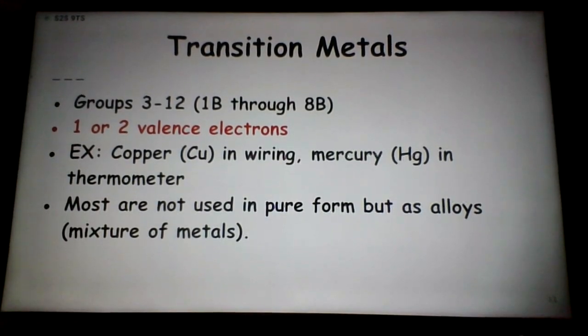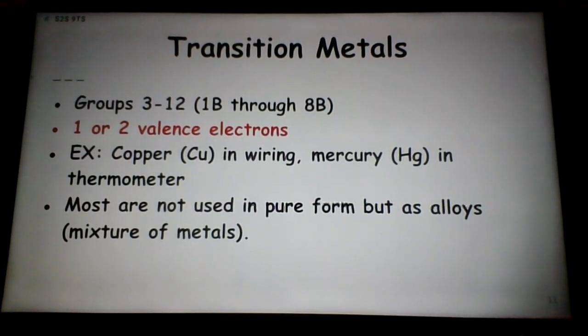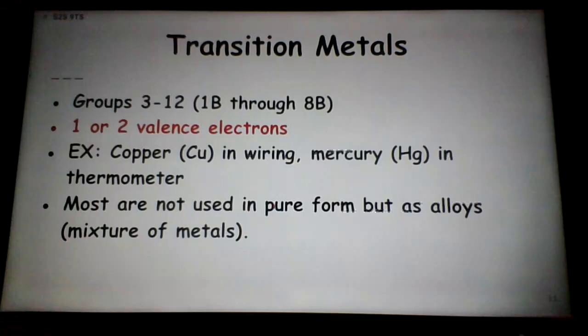Now, most transition metals are not used in their pure forms, but they're melted down and then frozen into what's really a mixture of metals called an alloy. So much of your gold jewelry isn't pure gold. It's gold mixed in maybe with some copper to help give it a little bit of strength, even a little bit of zinc and calcium. Our coins are made of zinc and copper and a little bit of nickel.